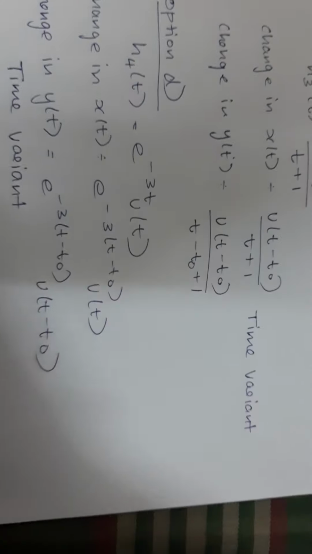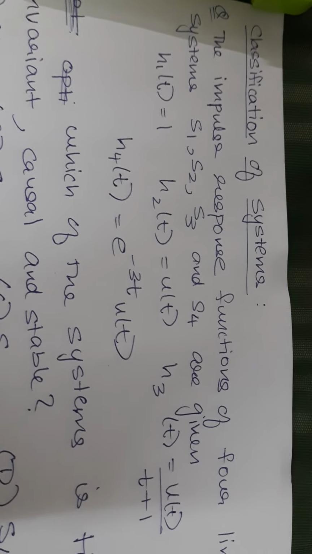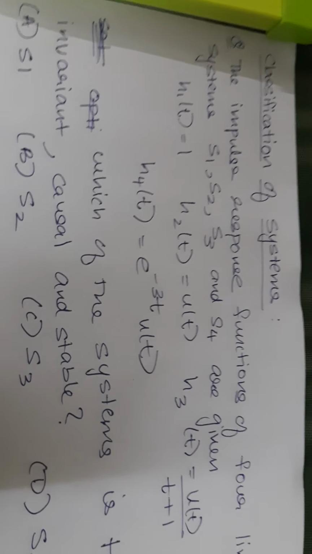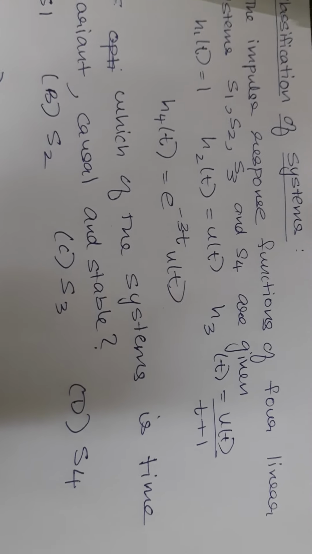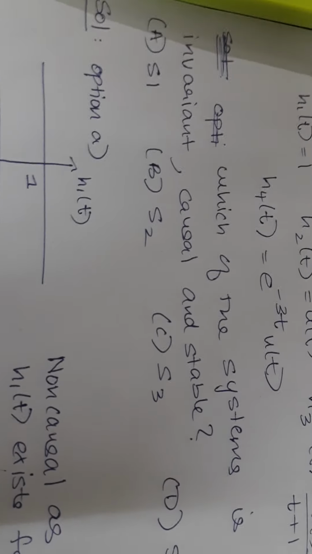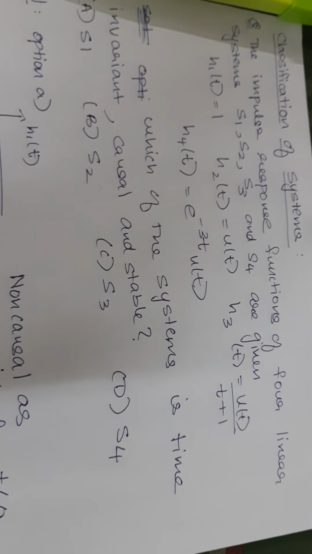Moving on to the third topic. Classification of systems. Now we know there are many systems such as linear, causal, etc. So now the question goes as follows. We have been given 4 different systems and their impulse response. We need to find the system which is time invariant, causal and stable, all 3 among the 4. So let us start with option A.